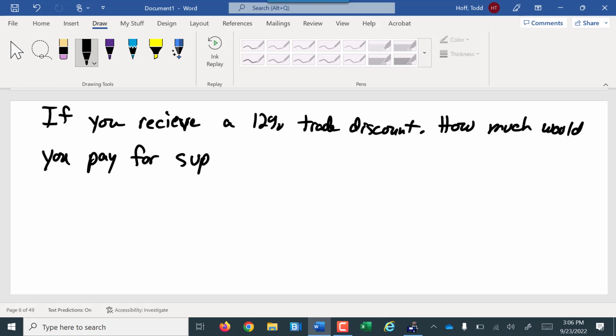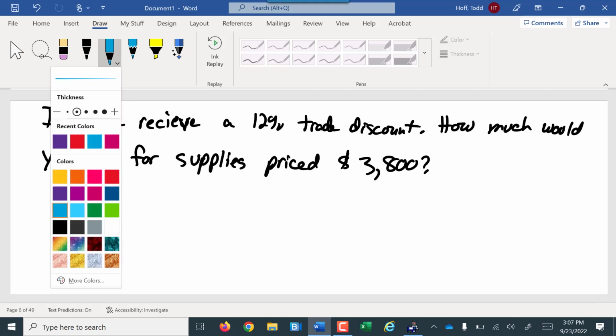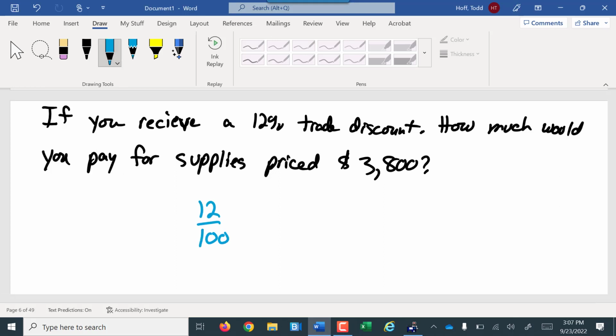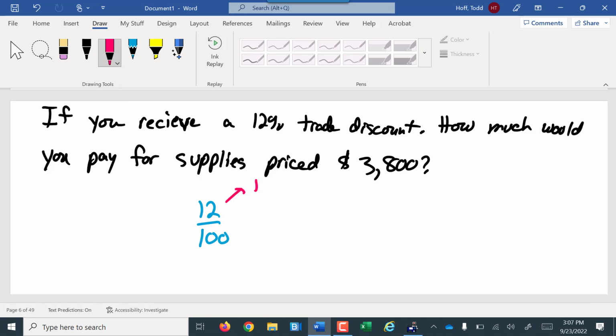So how much would you pay for supplies? Anyway, 12% is our percent here. What's the 12% represent? That's the trade discount, right? The 100% then would be the normal price, the full price.